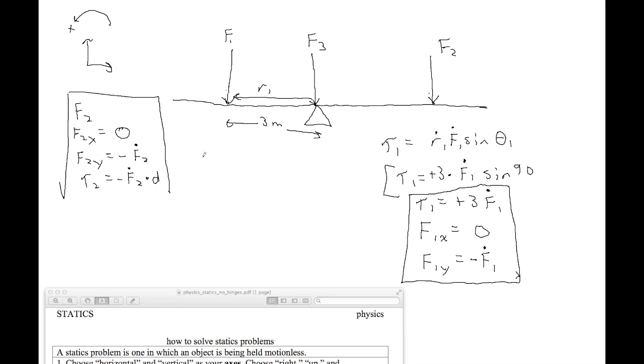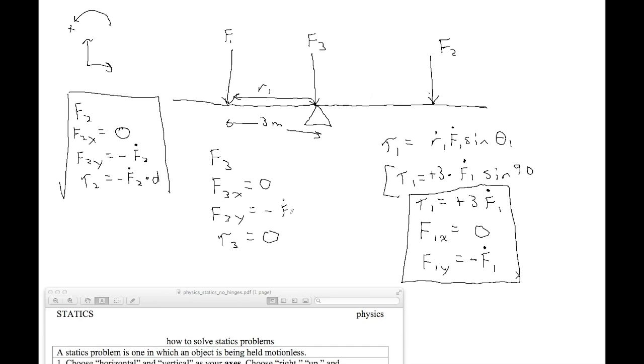Let's also do F3. So what would I write down for the x component of F3? So that would be 0. And how about the y component of F3? That would be negative F3, with a dot. And what would be the torque from force 3? That's 0. Because R would be 0 here.